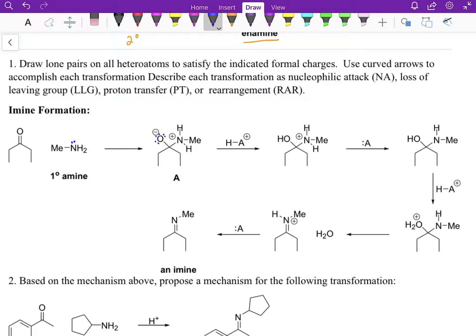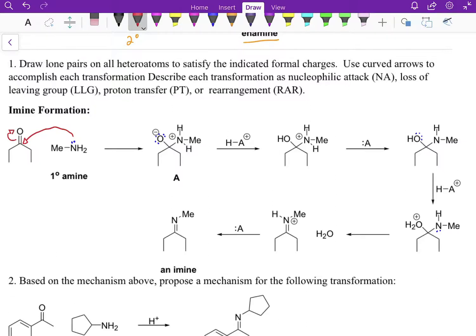Here, this oxygen, this nitrogen. So those are going to be the most important lone pairs that are going to have a role within this mechanism. So nitrogen is nucleophilic, and it's going to attack this carbonyl carbon, pushing these electrons out to the oxygen.